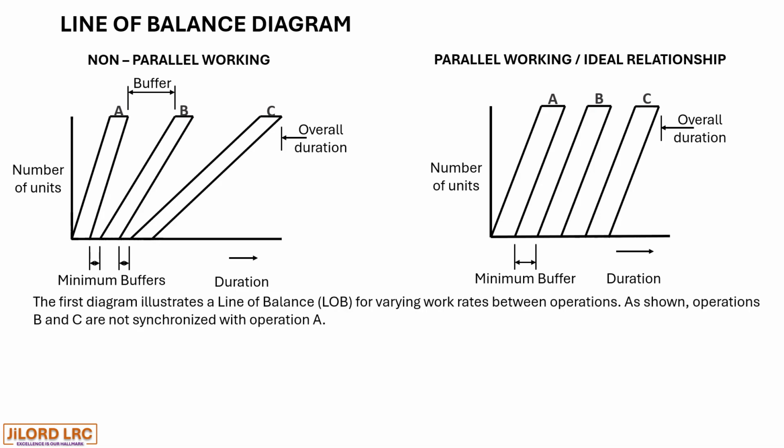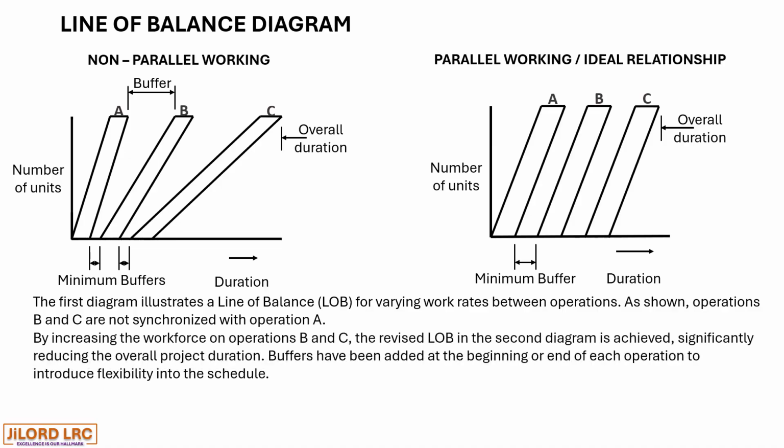The first diagram illustrates a line of balance for varying work rates between operations. As shown, operations B and C are not synchronized with operation A. By increasing the workforce on operations B and C, the revised LOB in the second diagram is achieved, significantly reducing the overall project duration.